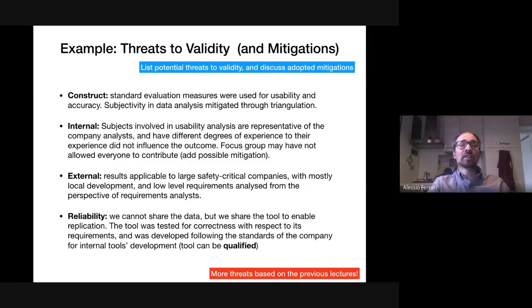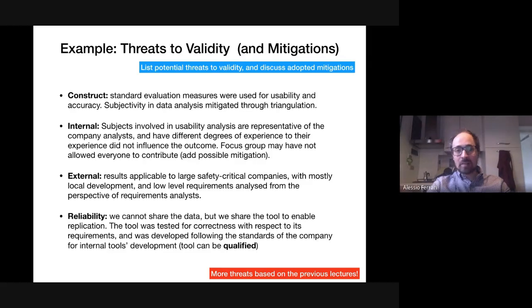Here you see that I'm not just listing the possible threats, but also how the threats can be excluded or mitigated. Of course, there was subjectivity in the data analysis, but we remember that we performed triangulation. So you see that the threats to validity, although they come afterwards, are strictly connected to the design of the study. So that's why you should already plan for a validity procedure beforehand.